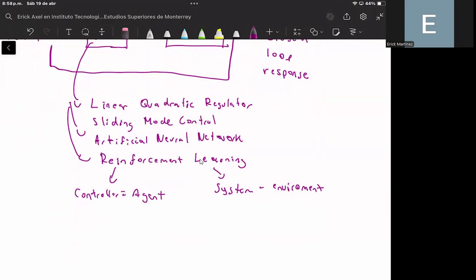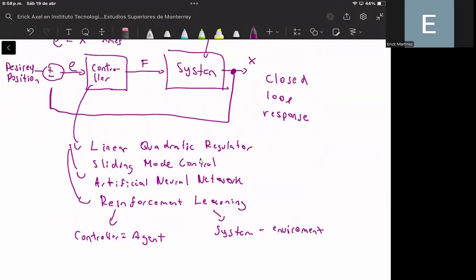And the main difference from my point of view is that in reinforcement learning, we are considering that there is some non-deterministic behavior in the environment and also in the controller. In fact, the agent can be a neural network that we are feeding in order to interact correctly with the environment, or in this case, with the system.